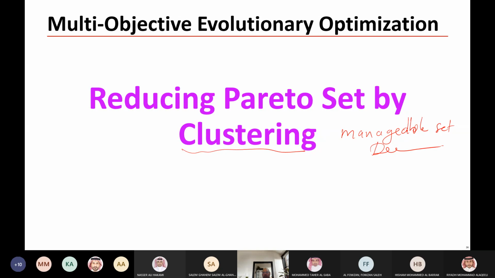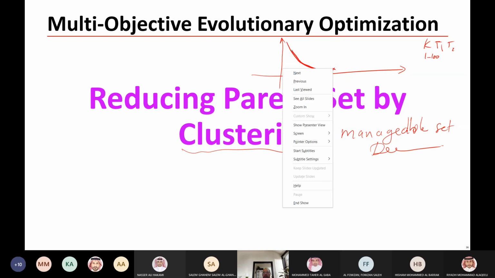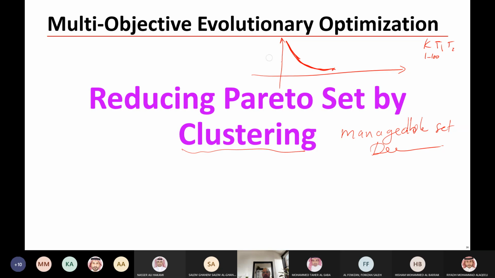So we need to limit. Especially if the problem is a real valued problem, like what we have here, K, T1, T2, these are real valued parameters. This is between 1 and 100. So you can have an infinite number of solutions as Pareto solutions. All these points represent a Pareto front. At each time you have some dominated and non-dominated solutions. So at the end you can have a very huge Pareto set here.